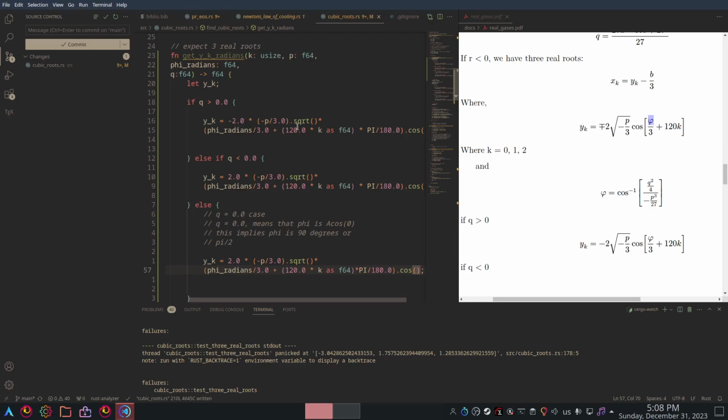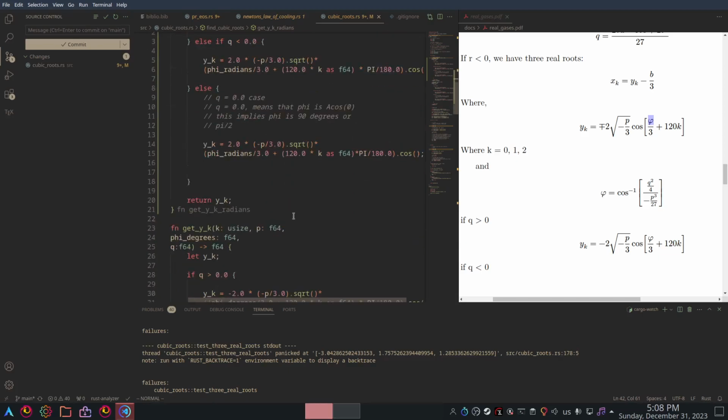Okay, what am I converting to a simpler fraction? 120 divided by 180 is technically 2 over 3. I could change it to 2 over 3, but I want to leave it as 120 over 180, with 120 being the degrees here and 180 being the degree conversion into radians. So I want to leave it right there, because it makes the code easier to debug.